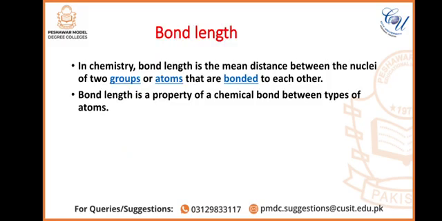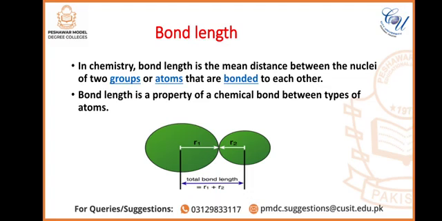The second important characteristic of bond is bond length. What is bond length? How do we measure it? So bond length can be simply defined as the average or mean distance between nuclei of two bonded atoms. For example, in this diagram, R1 is the radius of the big atom and R2 is the radius of the smaller one. So the bond length is the average distance between R1 and R2.